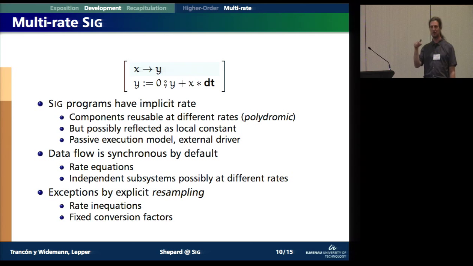So if you have a signal and you apply an upsampling operation, then you get a copy of the signal, but at a higher rate with values repeated, and you get a rate inequation. Or you can repeat every value of the signal 5 times, then you get a rate that's 5 times the input rate.